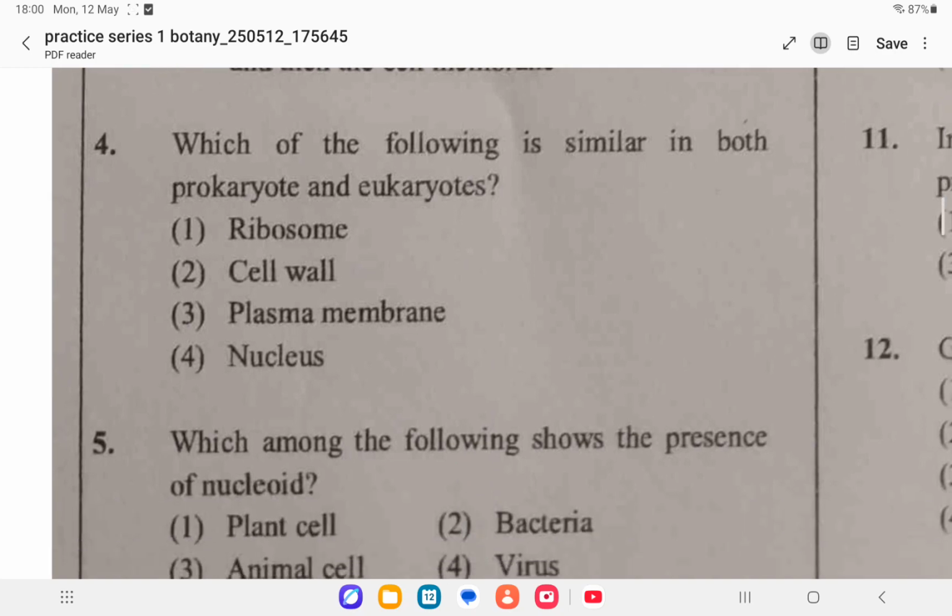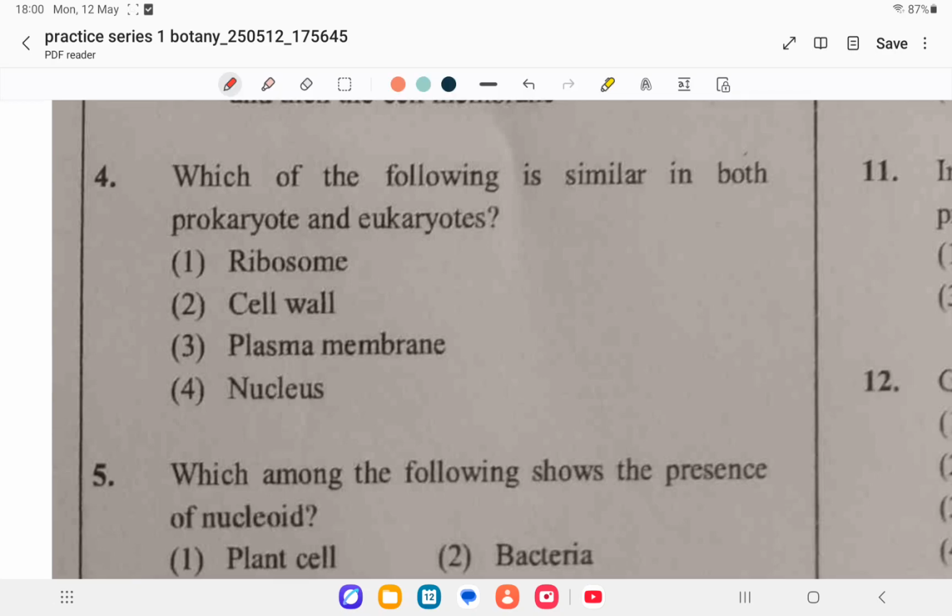Question number 4. Which of the following is similar in both prokaryotes and eukaryotes? Option 1 ribosome, option 2 cell wall, option 3 plasma membrane, option 4 nucleus. Let's solve. Answer is option 3, plasma membrane, as it's the same in both. Ribosomes are present in both, but in prokaryotes they are of 70S type and in eukaryotes of 80S type. Cell wall is absent in prokaryotes, while the nucleus is well defined in eukaryotes, and in prokaryotes it's not well defined. So the answer is option 3. Plasma membrane is common in both.